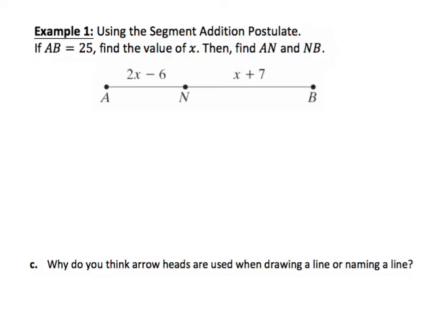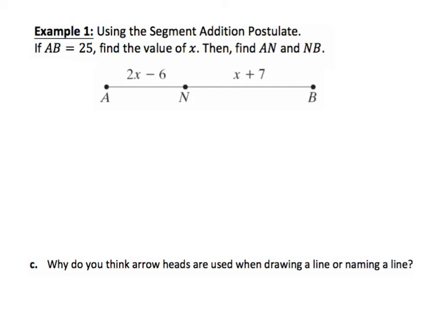Now that we have our vocabulary words and our postulates defined, let's go ahead and try our first example. Example 1, we're going to use the segment addition postulate. It tells us here if AB is equal to 25, find the value of x, then find AN and NB. Remember, AN means the length of AN, and NB means the length of NB.